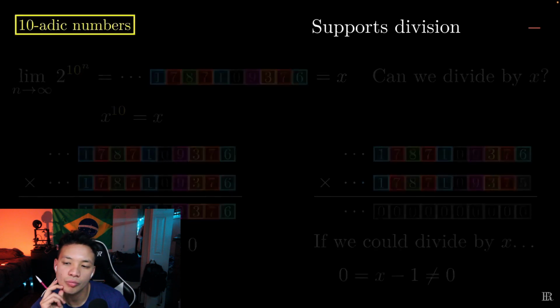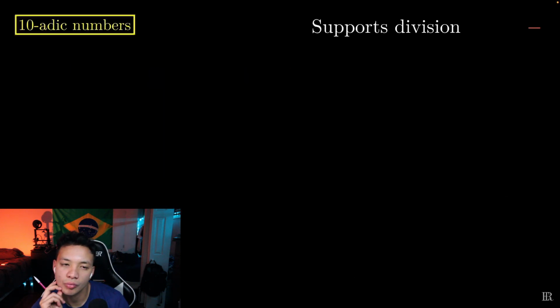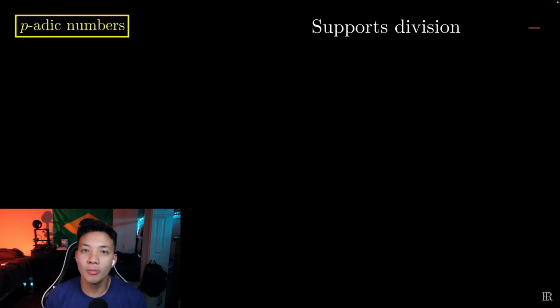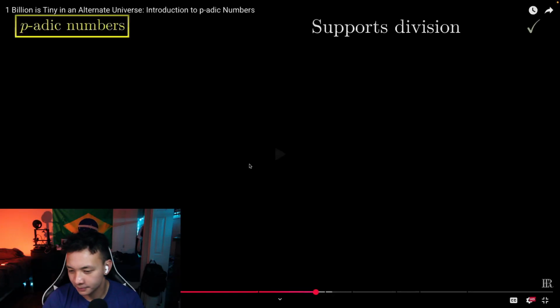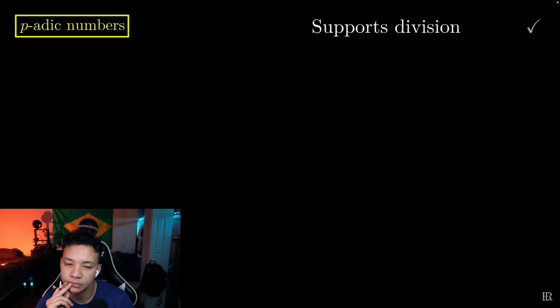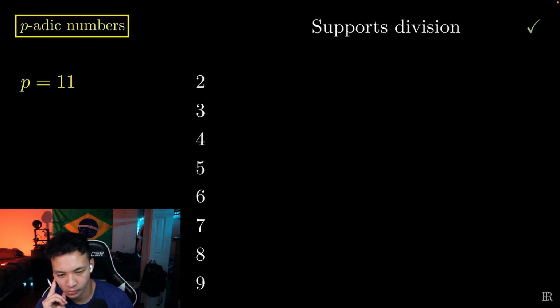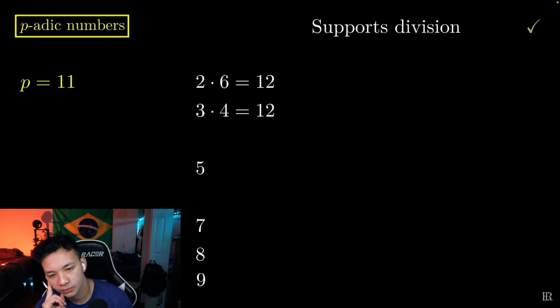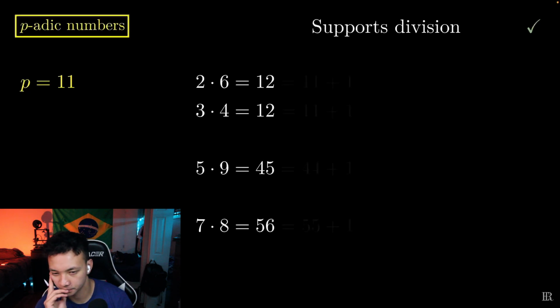The good news is that this problem disappears if we replace 10 with a prime number. If p is a prime, the p-adic numbers do support division, of course, as long as we're not dividing by 0. The reason that primes have this property is a little outside the scope of this video, but it comes down to the fact that the numbers from 2 to p minus 2 pair up with each other perfectly, so that when you multiply each number with its pair, you get a number that is one more than a multiple of p.